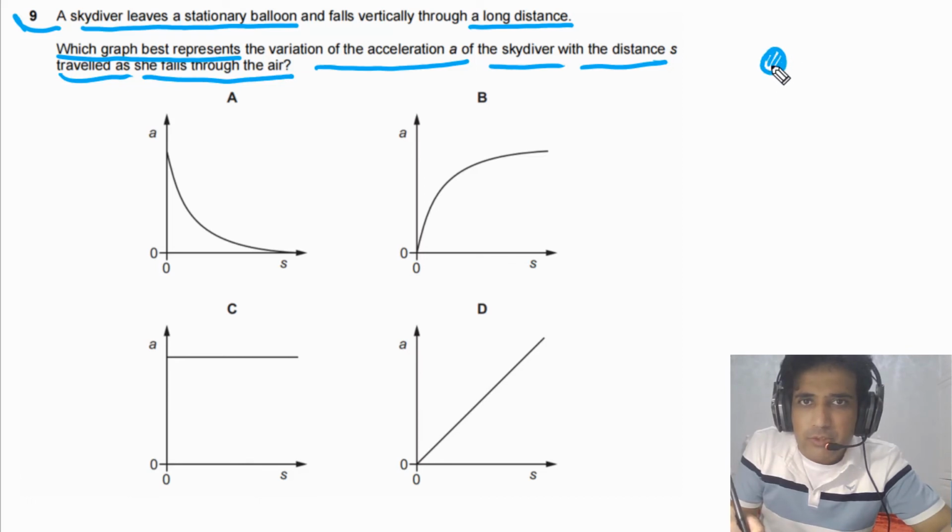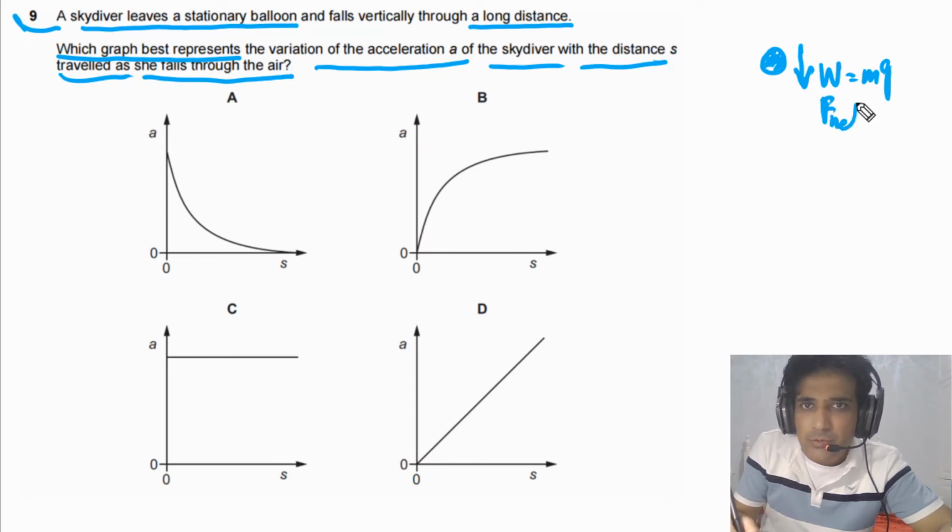So we can imagine that this is the skydiver. At the beginning, initially, the force acting on the skydiver is only equal to mg. So we can say net force on skydiver, F net, is equal to mg.